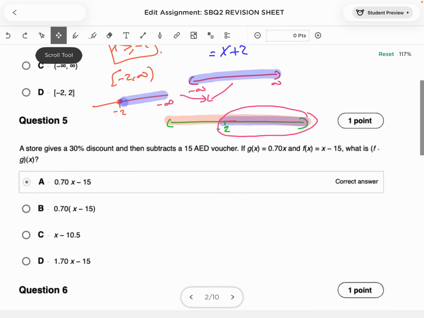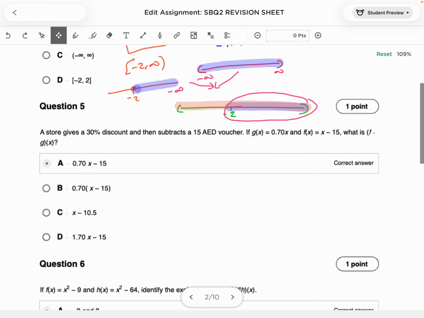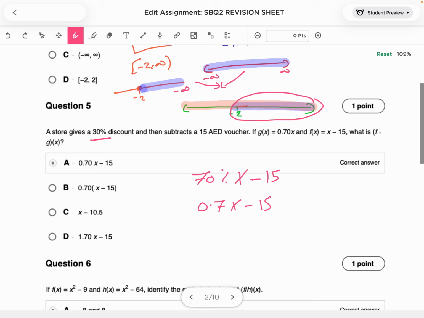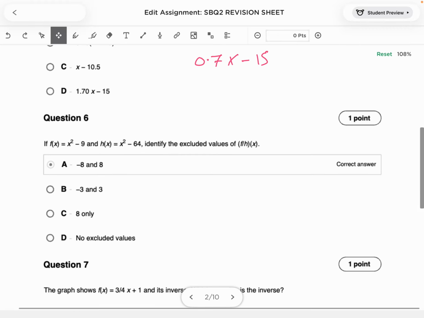Next one, a store gives a 30% discount, then subtract a 15 dirhams voucher. We need the composition. If they are giving you a 30% discount, we will pay 70% of the value minus 15. You can take it mentally, which means 0.7x minus 15. The answer is A. Straightforward. The next one is a piece of cake.